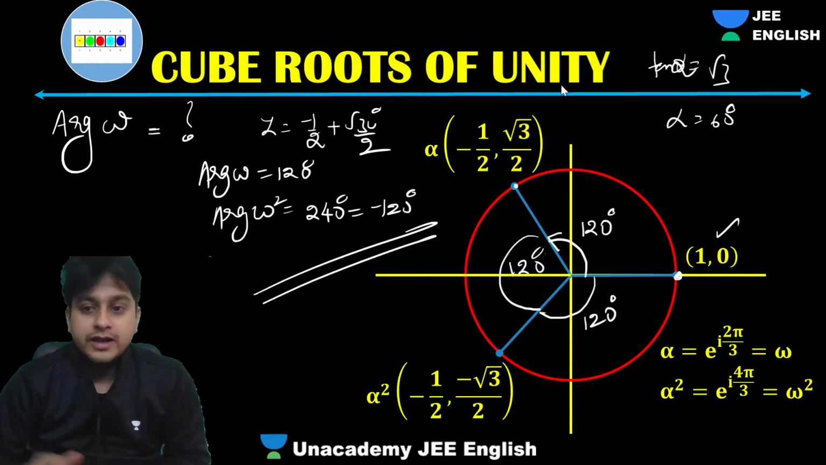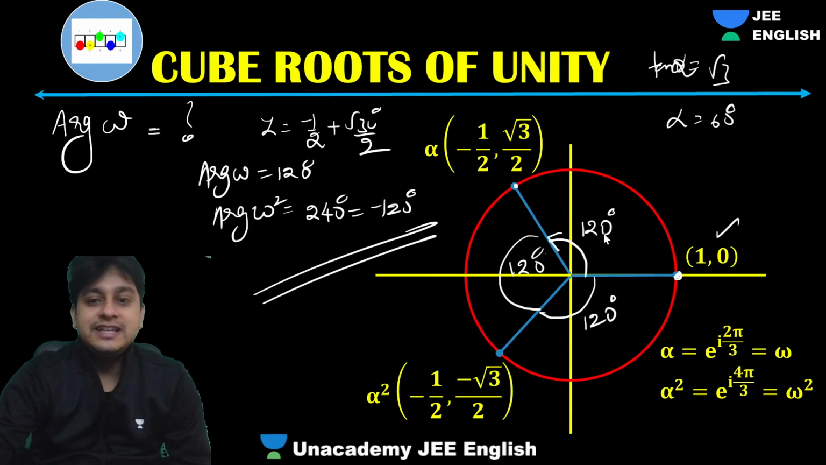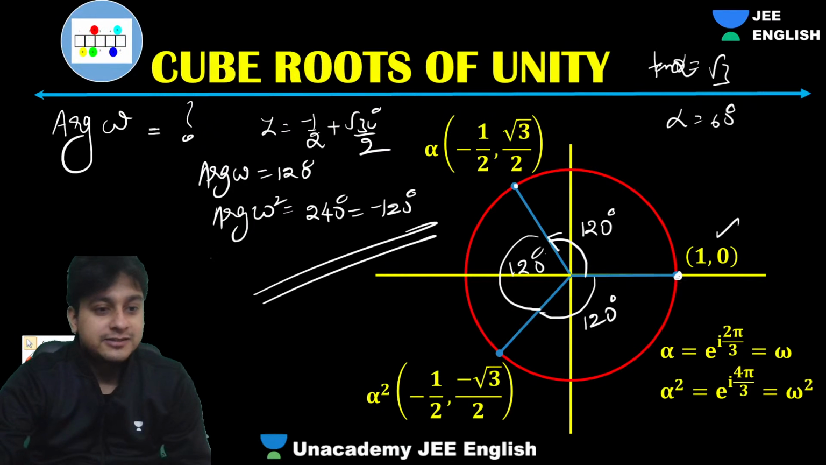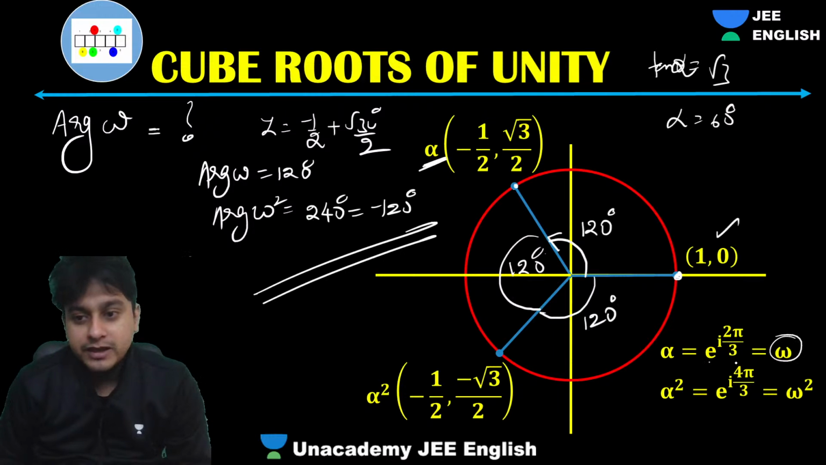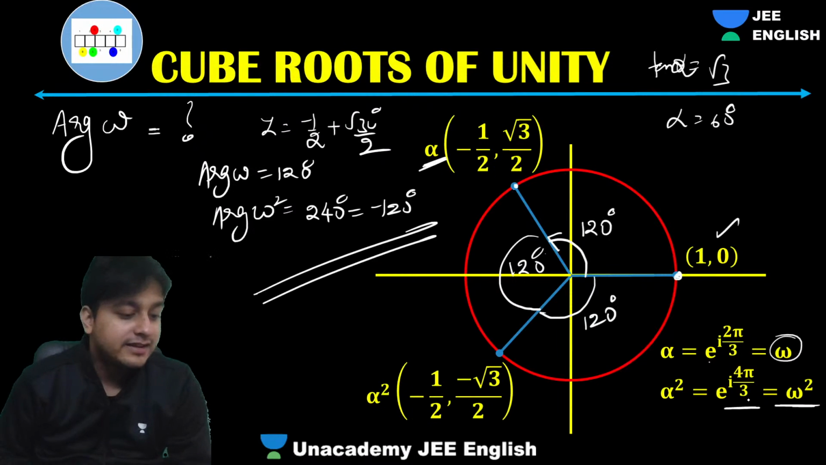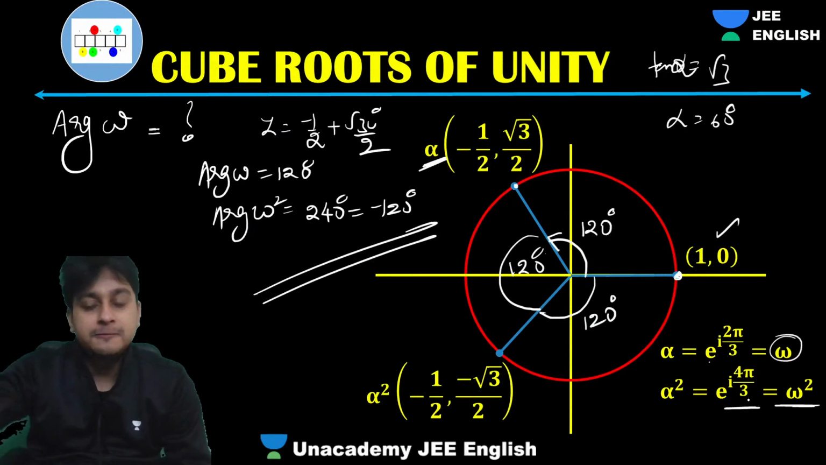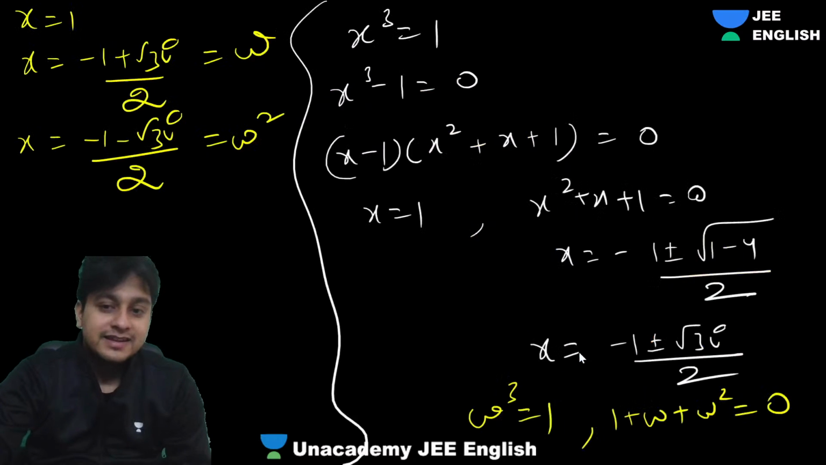Great. Okay guys, so obviously your first alpha will be the first root. That's why this is denoted by alpha over here. The first will be e power i 2 pi by 3, which is omega, and the next will be e power i 4 pi by 3, which will be omega square. So this is how we actually get it. Okay, right? Amazing.